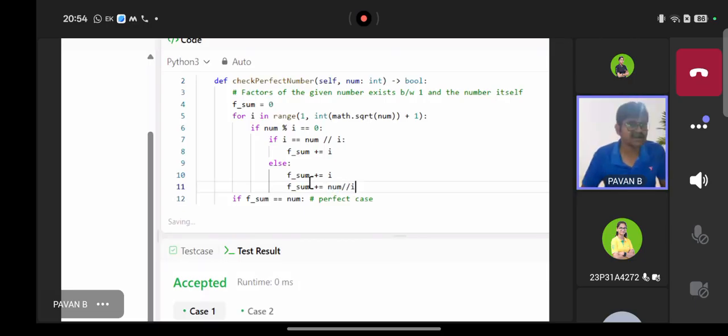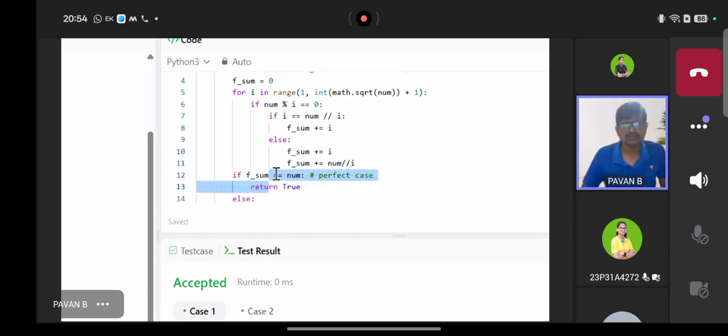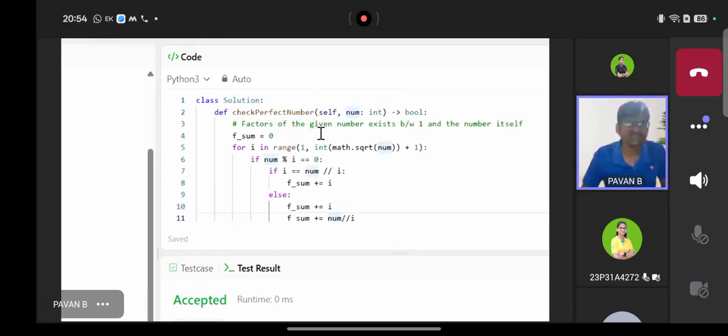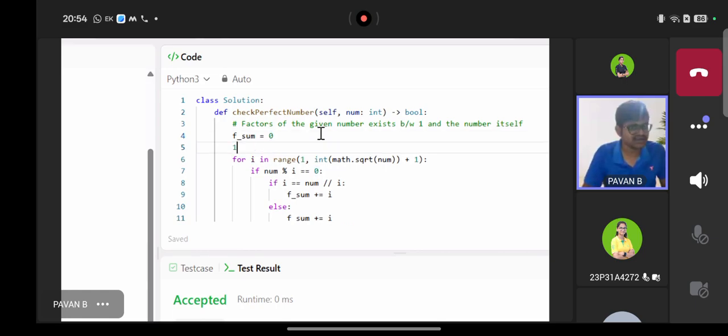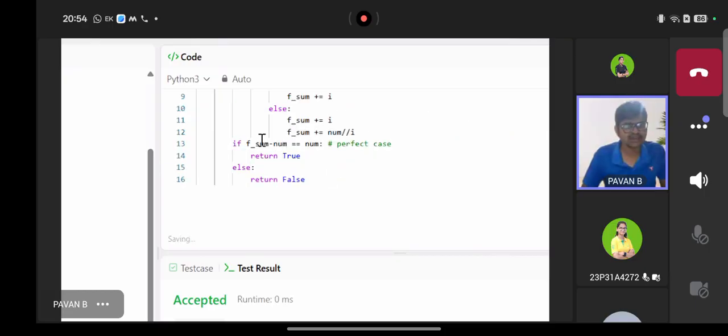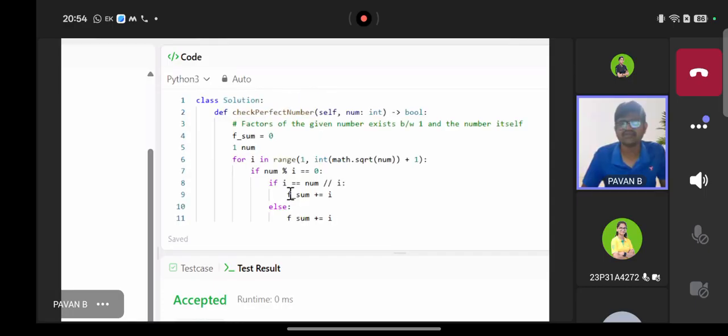Got it, guys? So 2 factors, right? We should not forget. One factor is i, another factor is num by i. Both of them are being added to factor sum. Now what I will check is factor sum minus num. I am checking minus num because I am also adding the given number. When 1 is a factor, the number itself is also a factor, right? So in that case, I'm adding the number also. So first I'm subtracting that extra time and then I'm comparing with the number.